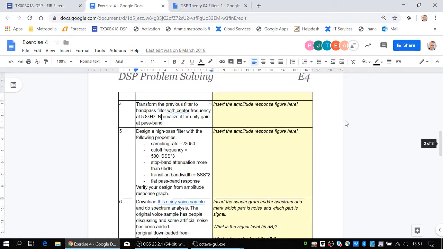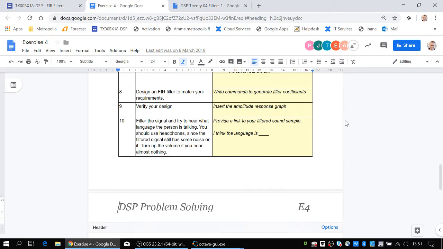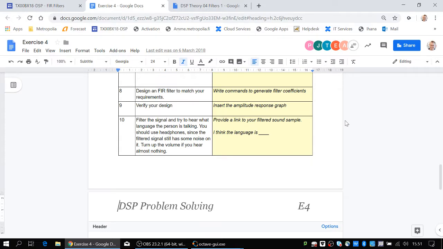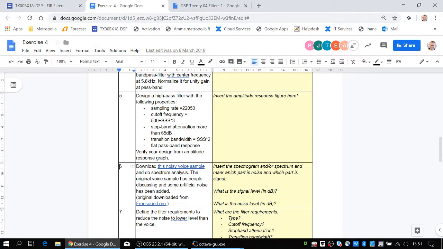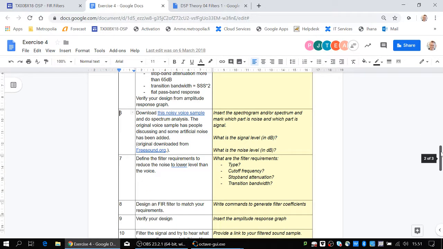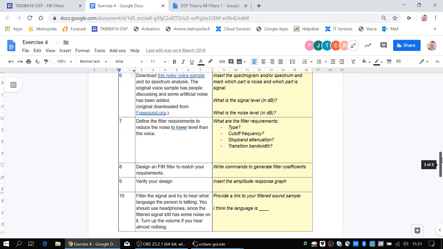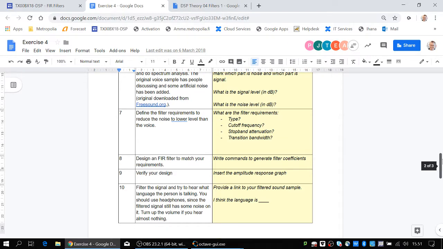Let's take a quick look here. FIR to match high pass. Okay, then noises, voice sample. Okay, with a spectrogram and spectrum, define the filter requirements. Okay, good. So basically, I have given all the hints needed to go with the fourth exercise. I'll just give you one more hint on whiteboard.